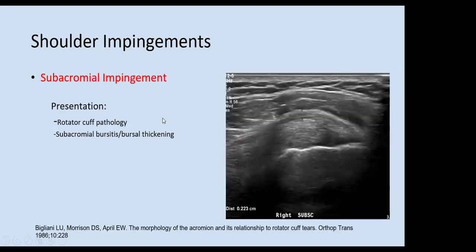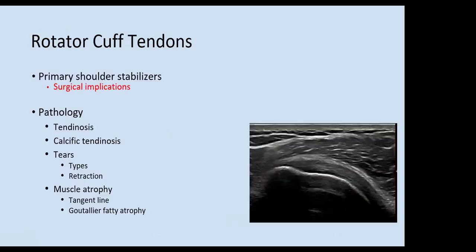So what are the implications for patients if they develop subacromial impingement, whether they have type 3 acromial morphology or they have osteoarthritis of the acromioclavicular joint? These patients will develop various problems. The most common ones is obviously rotator cuff tendinopathy or rotator cuff tears. And secondly, they will develop subacromial bursal thickening. As we can see here, there's thickening of the subacromial bursa, and that is commonly seen in patients with subacromial impingement.